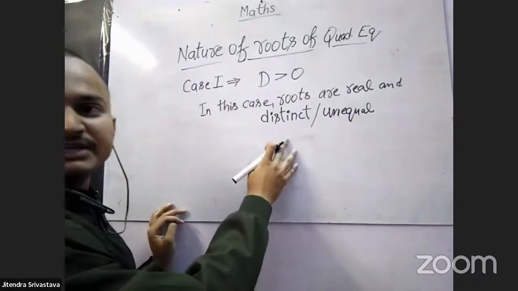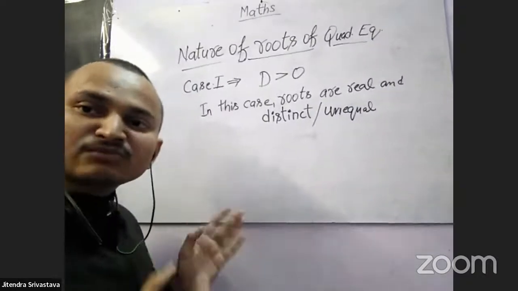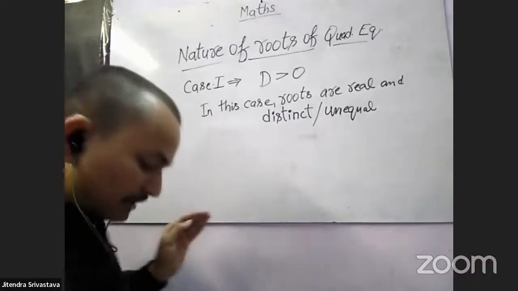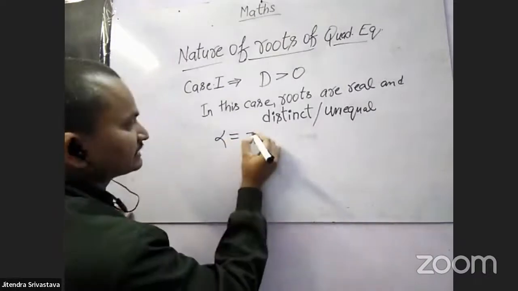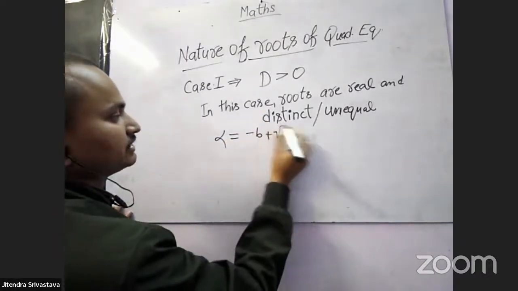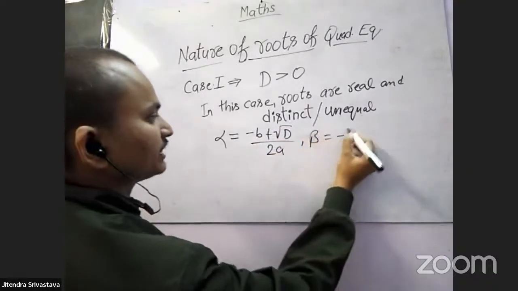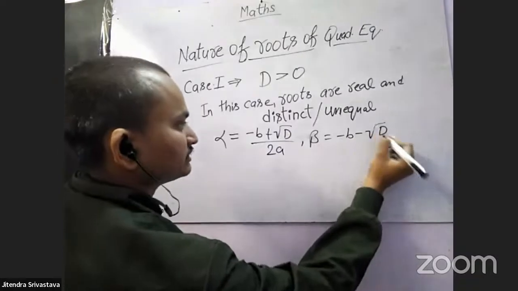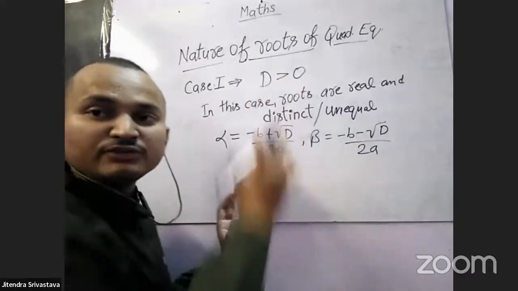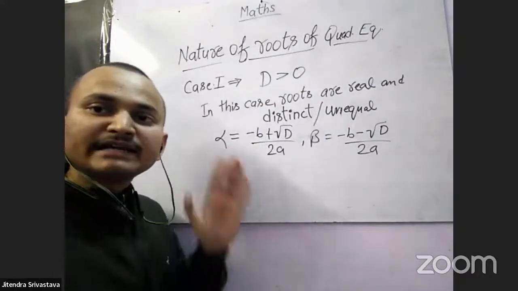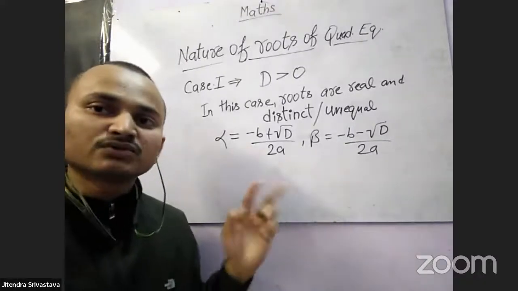Unequal or distinct can be written here. Okay, so these roots are given by some formula. These roots can be found out by alpha equals minus b plus under root d upon 2a, and beta will be minus b minus under root d upon 2a. For this case, if d is greater than 0, the value of b square minus 4ac is greater than 0, then only we have to apply this rule to find out the roots of the equation.